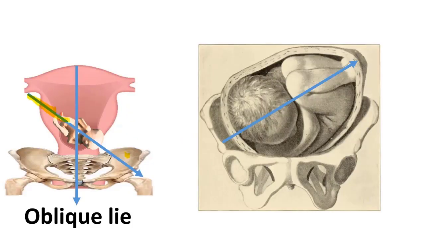Now here we can see that the long axis of the fetus is making an angle of 45 degrees to the long axis of the uterus. So this lie is oblique, because the baby is not present vertically or horizontally. It is making an angle of 45 degrees with the long axis of the uterus. So it is an oblique lie. So in oblique lie, the long axis of the fetus is making an angle of 45 degrees. So this can be asked in exams.